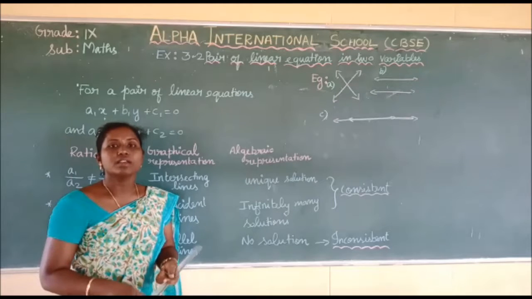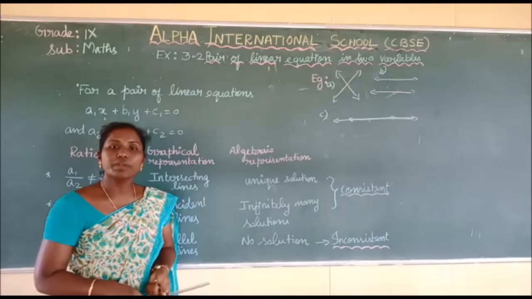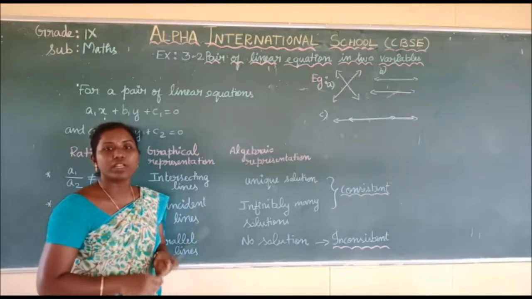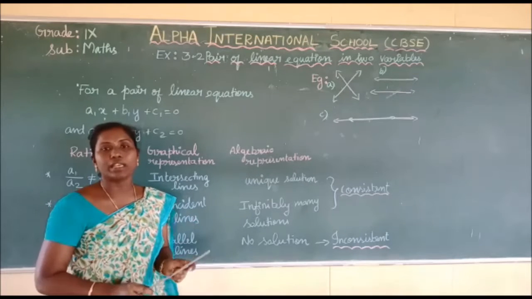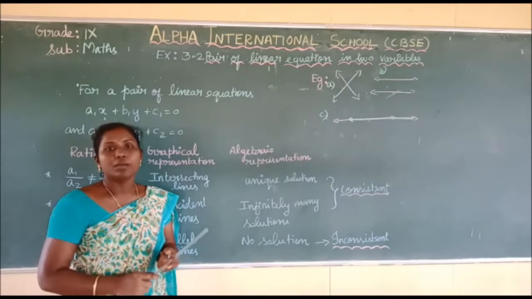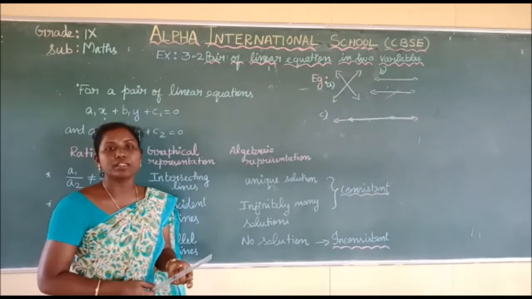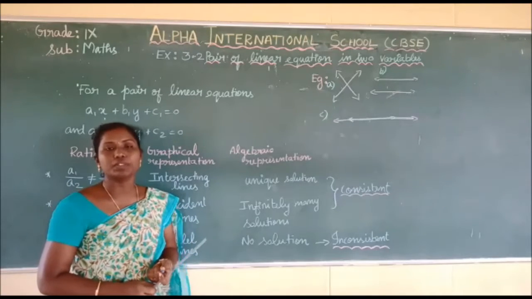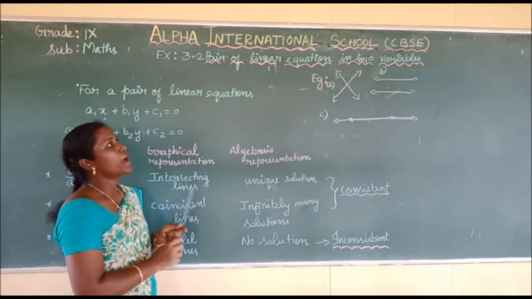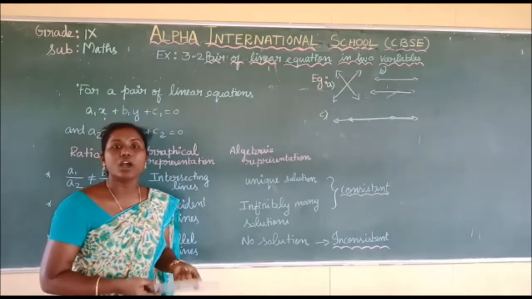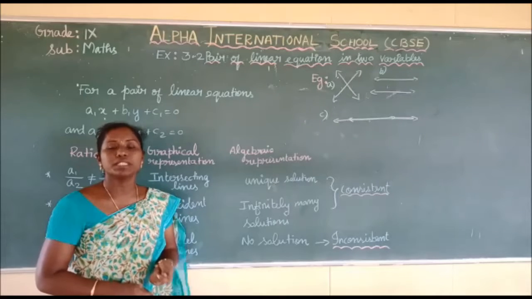In the first exercise, we saw that if some situation is given in the question, how to represent the situation algebraically and graphically using the pair of linear equations in two variables. We have to read the question properly, each and every word, and make the pair of linear equations algebraically. We also saw how to represent the two equations graphically using the graph. Today in this section we are going to see further how to identify the solution of the pair of linear equations in two variables using the graph.